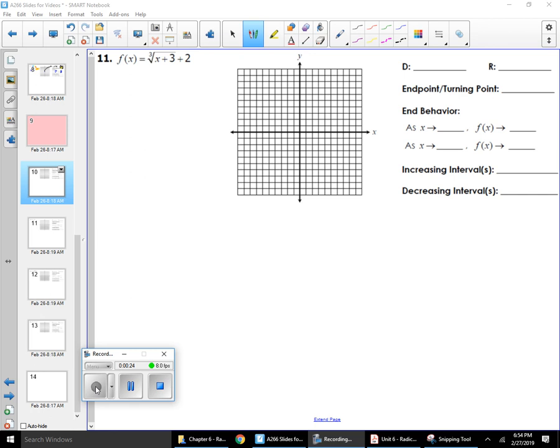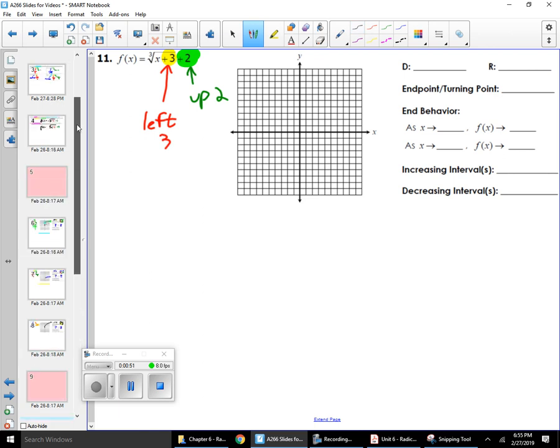So let's start here, number 11. We've got a cube root function, and with that cube root function, we get a couple of transformations. My first transformation, the one on the outside, is up 2. Our entire parent graph is going to shift up 2 units. The plus 3 on the inside tells me we're moving to the left 3 units.